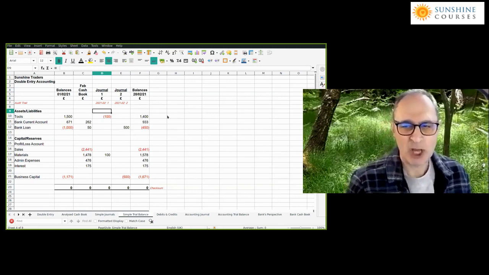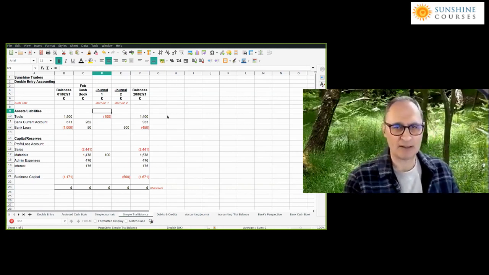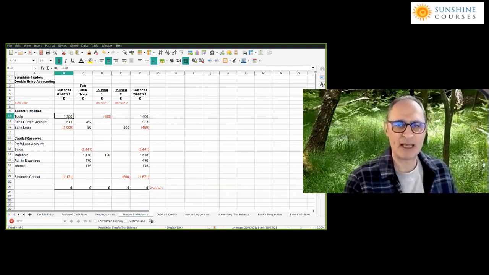So the total of everything you do in a trial balance is you start off with assets at the beginning of a period. In this case, we're accounting for a single month's worth of transactions. We record everything at the beginning of February. Our movements in the month are the cash book plus the 2 journals. And our balance at the end of the period is the addition of all of these figures.